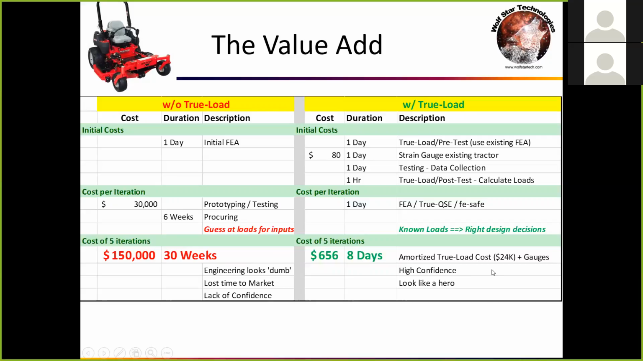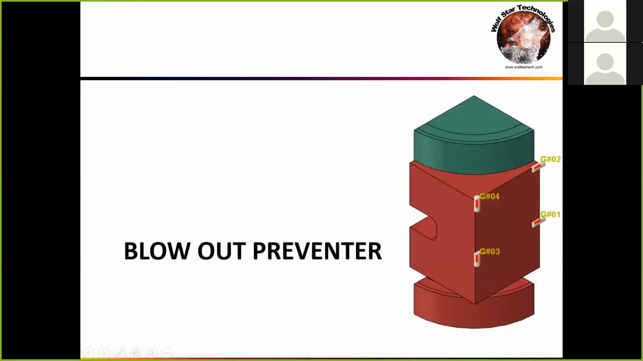And if you amortize the cost of True Load on the project, you've got $656 worth of software plus strain gauges, and we get it right the first time. We get high confidence, and engineering ends up looking like a hero. So this is really important. Engineering often gets saddled with some pretty hard projects, and it's nice to have a tool where you can come out looking good.